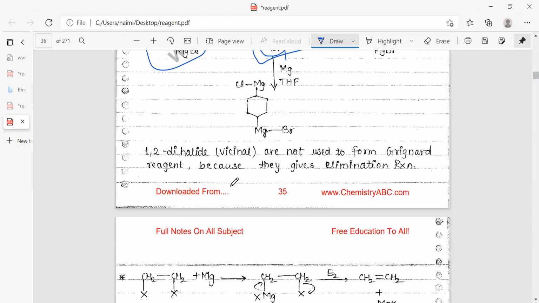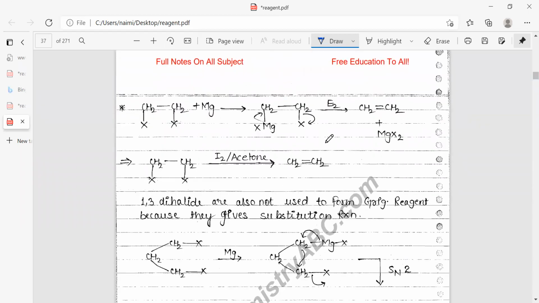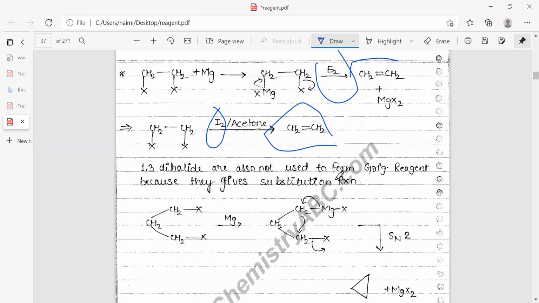So 1,2-dihalides are not used to form Grignard reagent because they give elimination reactions. You can see in this, elimination takes place and a double bond will be formed here, so it is called an E2 reaction. When you use iodine in acetone solvent, an olefinic moiety or double bond will be formed here.